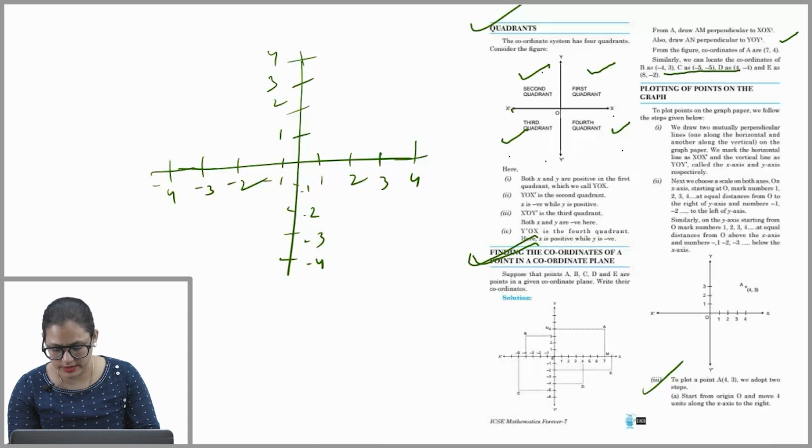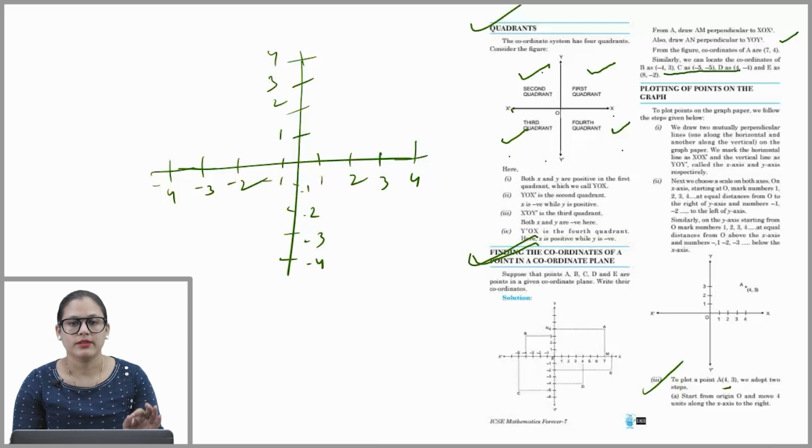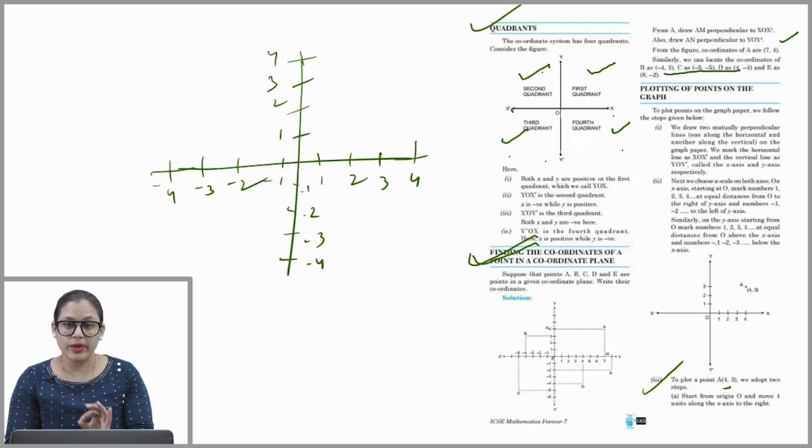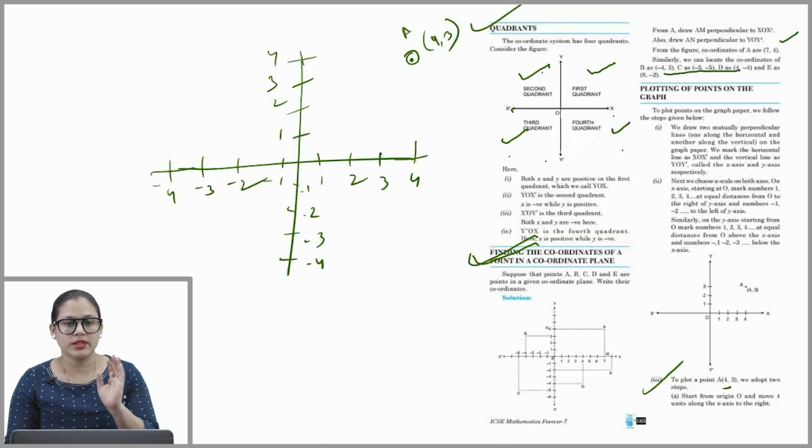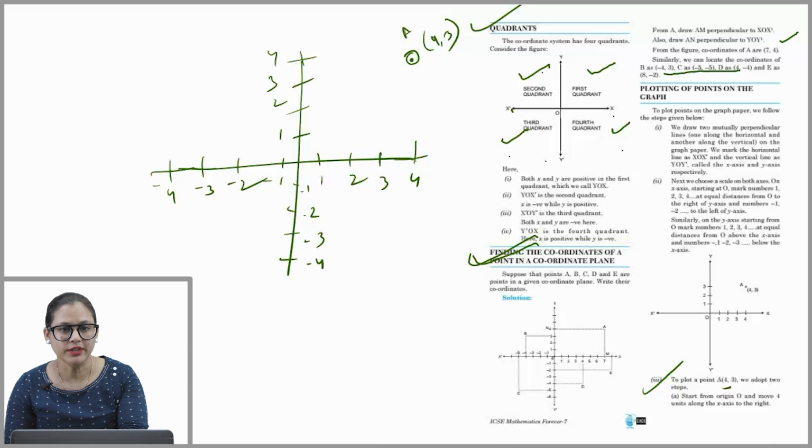Okay, so we have to plot this point (4, 3). So first start from origin O and move 4 units along the x-axis to the right. Okay, then from this point you will move 3 units upwards. That is 1, 2, 3, this. So this is (4, 3), okay, and make a dot at the place. So we have plotted here point A, that is (4, 3), right?